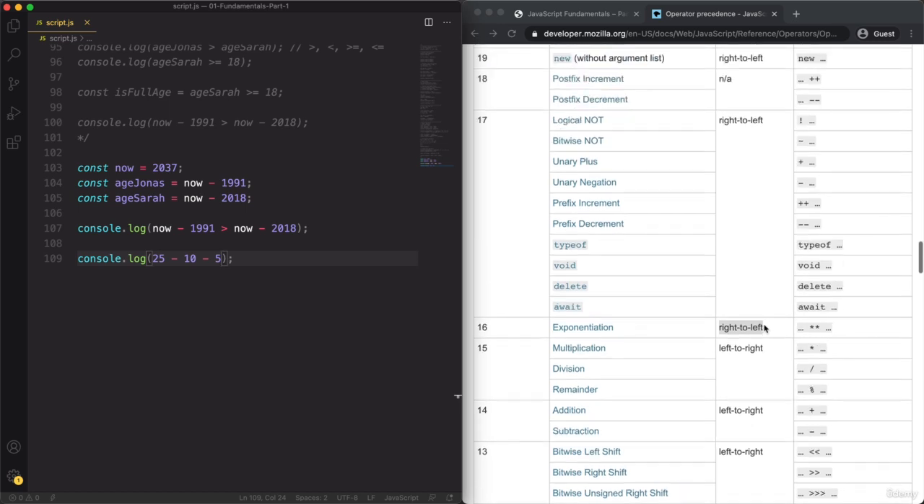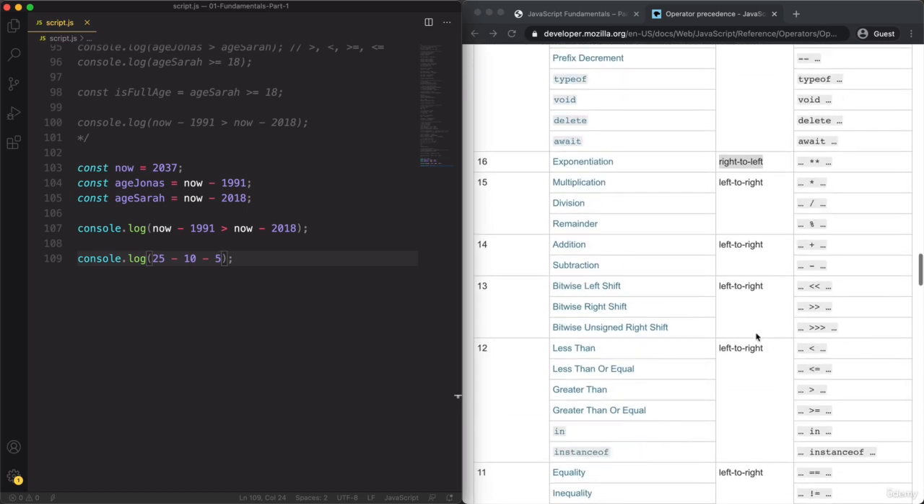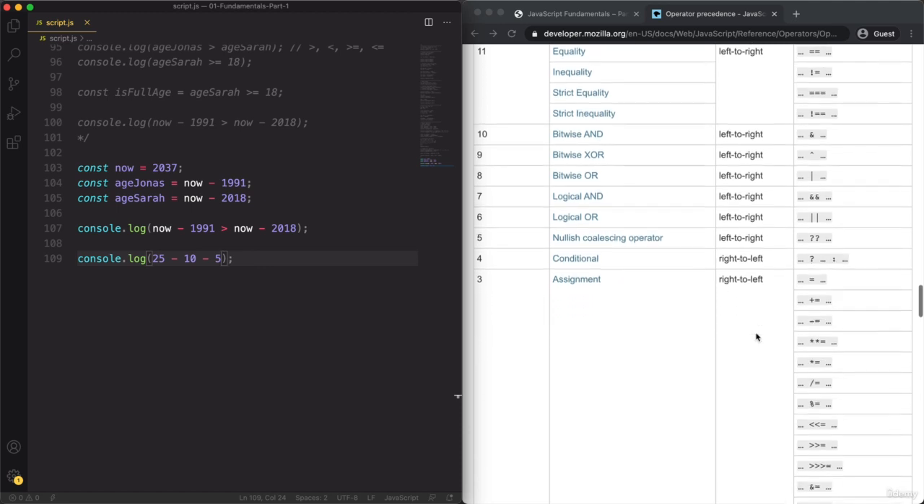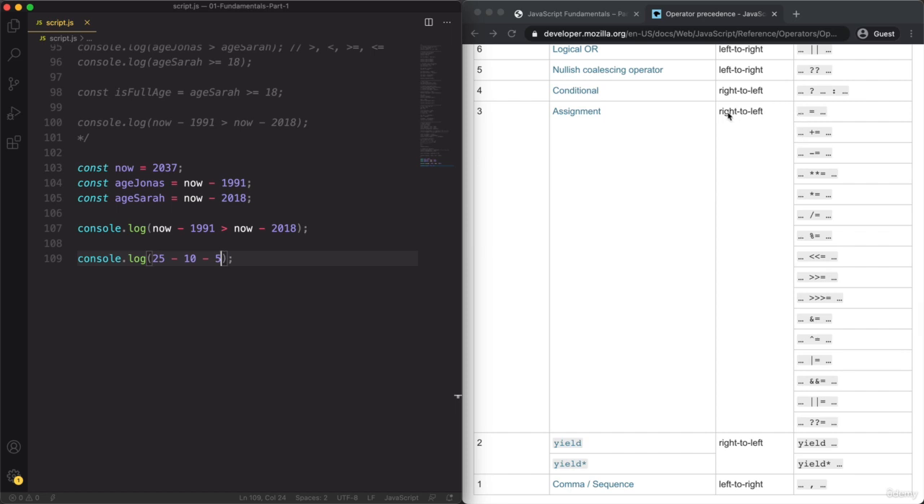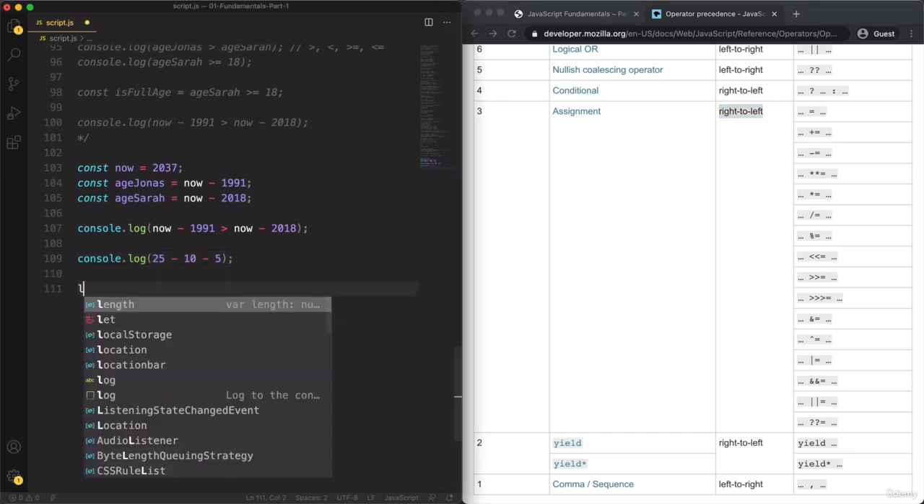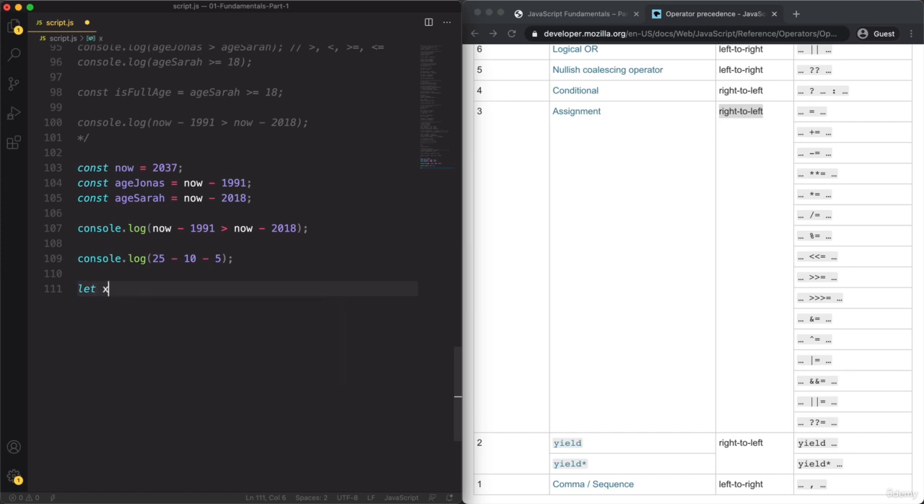So let's see where we actually have assignment here. So it should be one of the lowest ones, and indeed it is. So it's number 3. And so, as I said, this one is right to left. And so let me show you a nice example of why this is important. So let's declare two variables, let x and y, and here is something new. So we can define two variables at the same time, like this. So now in one line, we declared two empty values. So two values which are going to hold for now the value of undefined, right? So that's x and y.